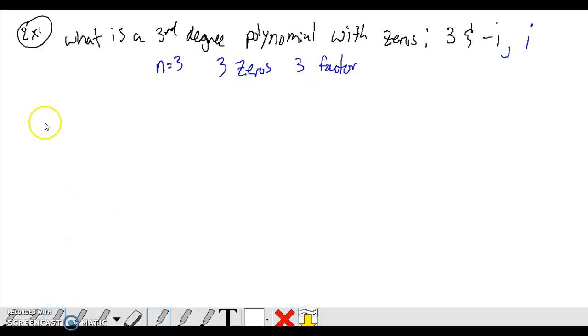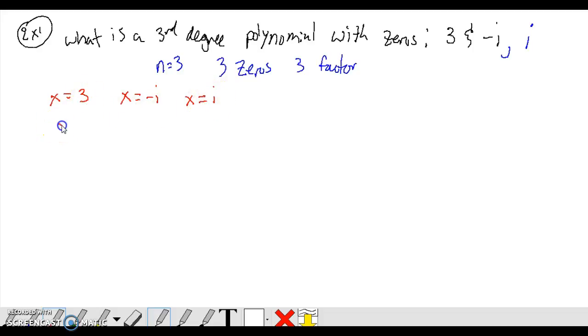So what do I want to do? I need to first write an equation. What I like to begin with is to know where my x used to be. I solved an equation and got x equal to 3. I solved another equation and got x equal to negative i. And finally a third equation and I got x equal to i.